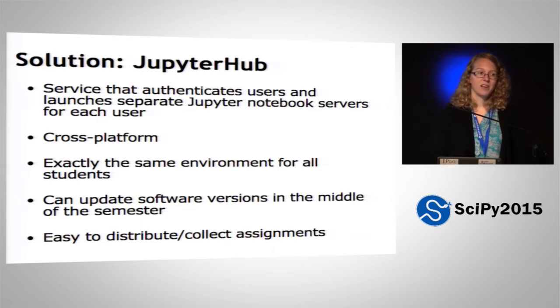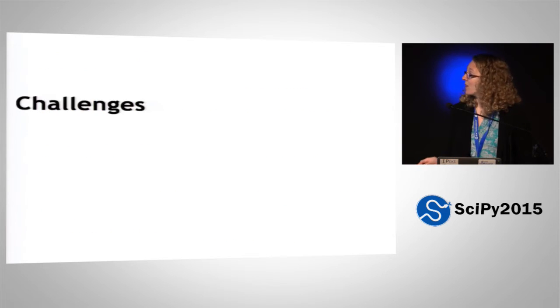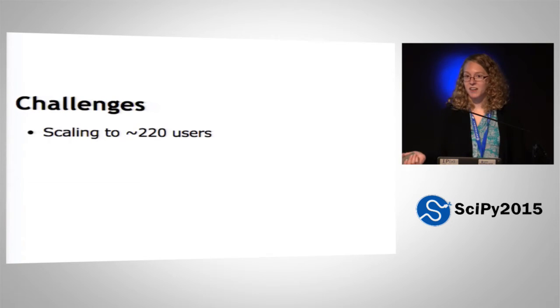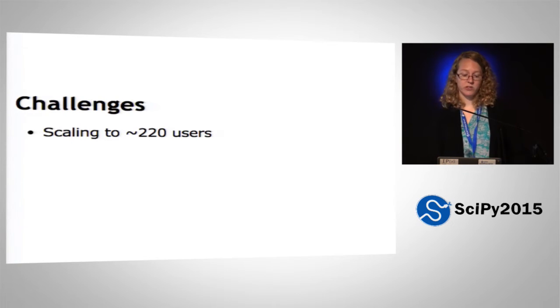However, at the time, JupyterHub was still a very, very new project. It had literally just been created. So we had several challenges that we really needed to address before this was going to work well for the class. In particular, scaling it to this many users was going to be tough because unless you have a really, really big server, you're not going to fit 220 people on the same server. So we needed to figure out how do we make it so JupyterHub can spread across several different servers.